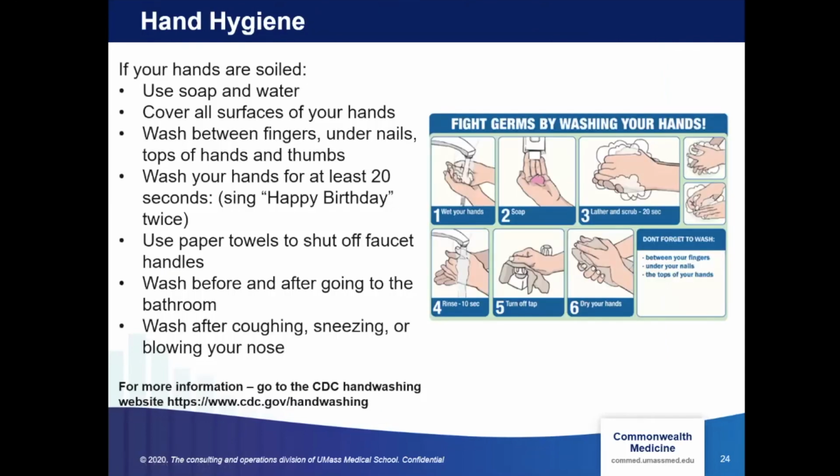Now, hand washing for hand hygiene involves the use of soap and water, covering all the surfaces of your hands, wash between the fingers, under the nails, and the tops of the hands and the thumbs. In observational studies that have been done, they show that a lot of people forget their thumbs or under the nails. Washing your hands for 20 seconds, they have shown that if you sing happy birthday twice, or you say the alphabet very slowly, you can time yourself and get up to 20 seconds.